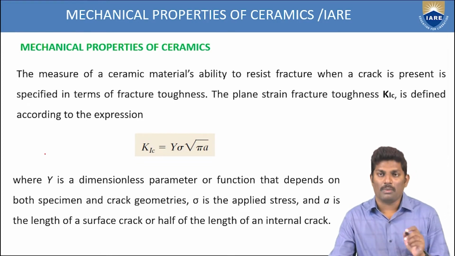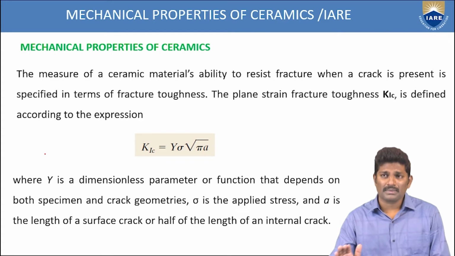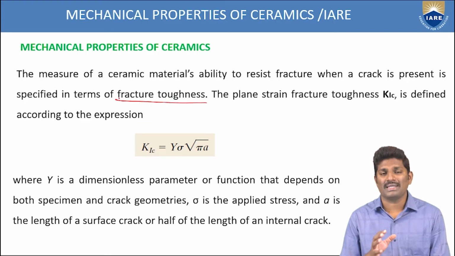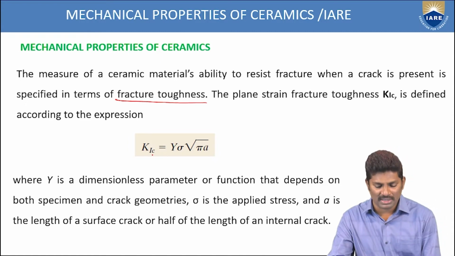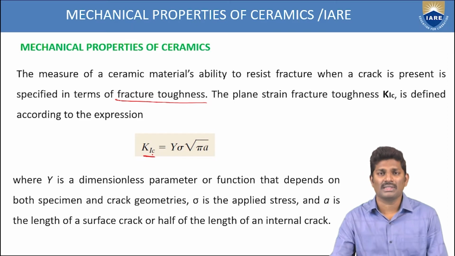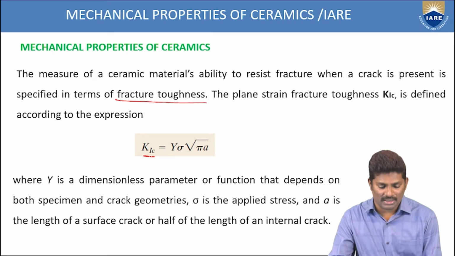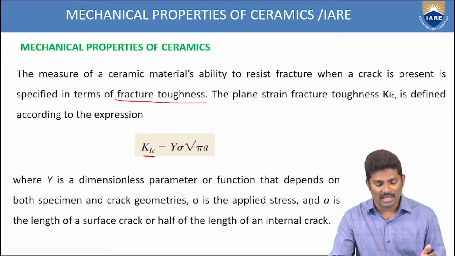can be calculated with this formula. When a crack is present in a specified term, that is the fracture toughness. So fracture toughness is the ability to overcome fracture though you applied the load. In order to calculate that, KIC is called the fracture toughness. That is, up to what load it can resist is given by KIC, and this is given by Y sigma under root of pi a. So here Y is the dimensionless parameter or function that depends upon both the specimen and the crack geometry.